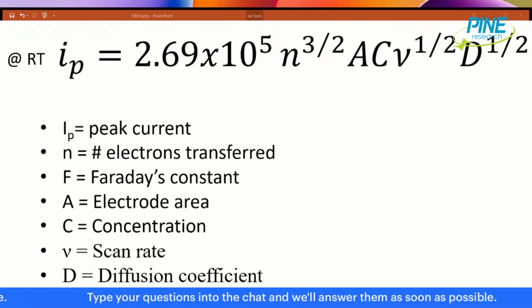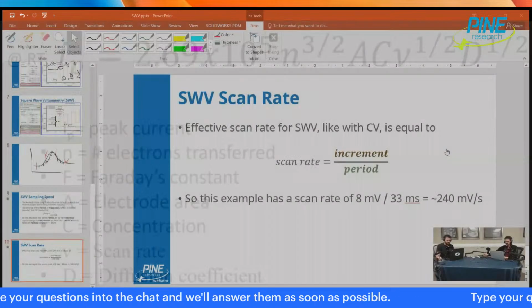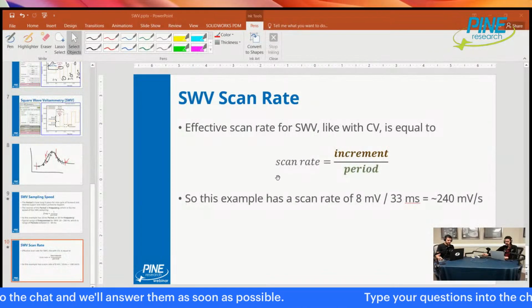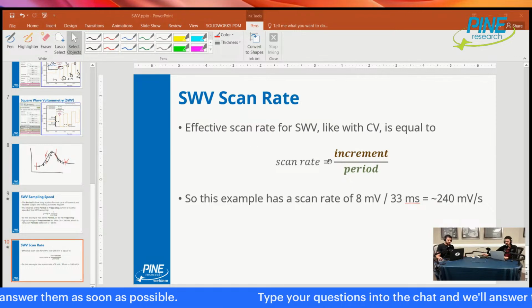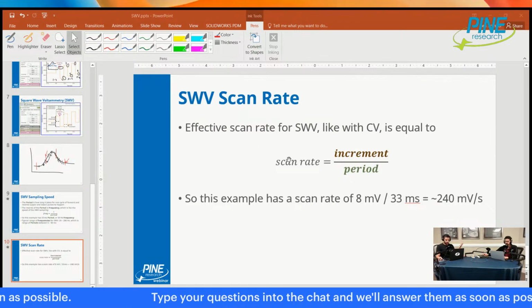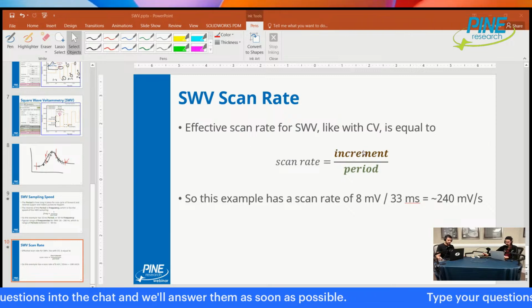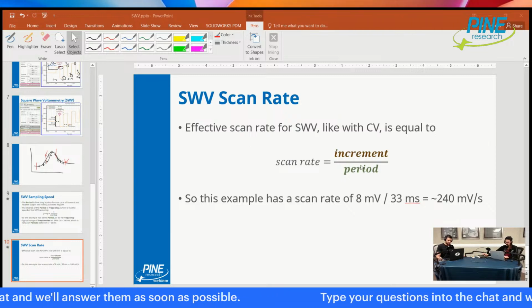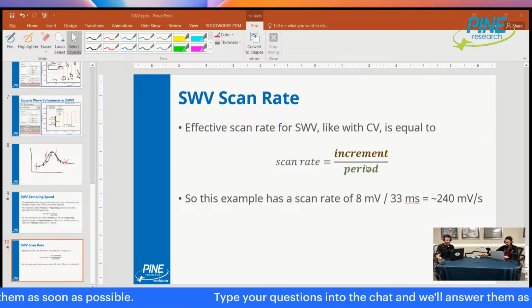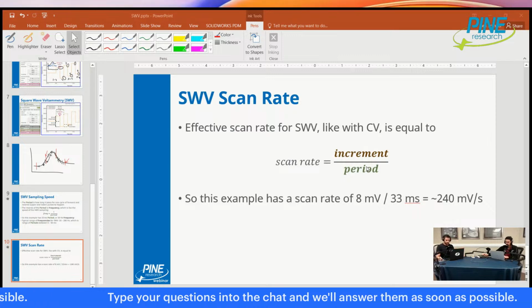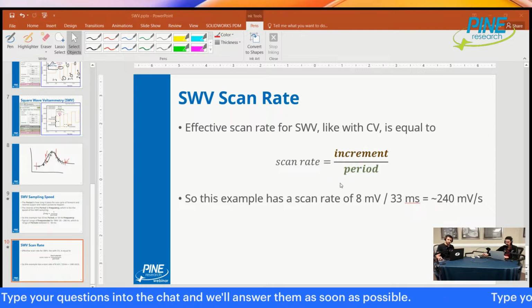So you can think about it in a similar way: if I want to make the peak higher or sharper, I can increase the increment or decrease the period. That will effectively increase the scan rate, and I might get a higher, sharper peak. There's probably diminishing returns to a certain extent.